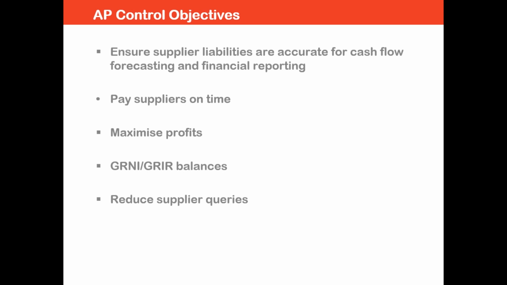Also, from a controls perspective, if you're making sure that no duplicates slip through the net or any missed postings that you have to go and recover, ultimately that improves the bottom line. And in accounts payable, it's a moving feast, but people need to stay on top of their GRNI or GRIR balances. And then ultimately, if you're in control of the AP process and you're getting your invoices paid on time, you're going to have fewer supplier queries.